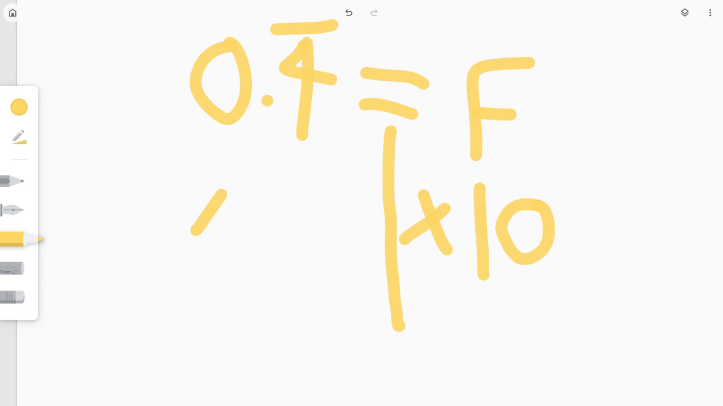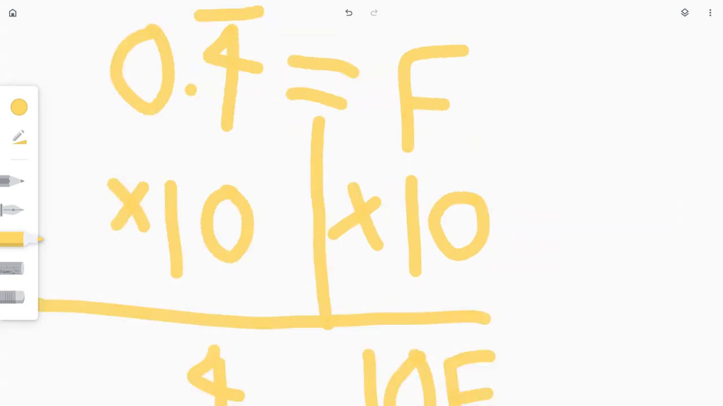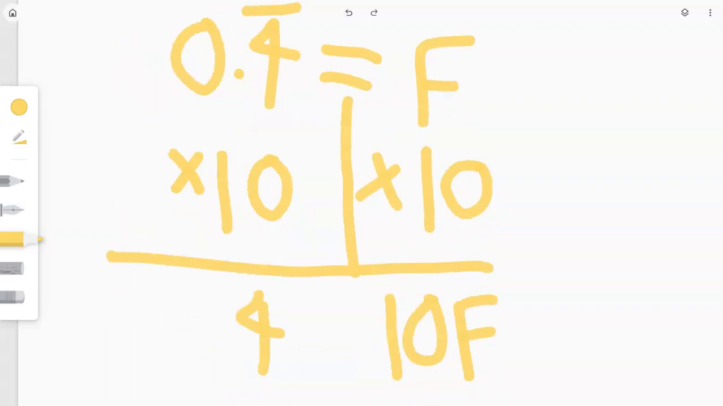We multiply these numbers by 10. These two by 10. And we will get our answer. Like how we learned in variables and equations, if there's no number with the variable, with the letter, you put a 1 instead. So 1 times 10 is 10.